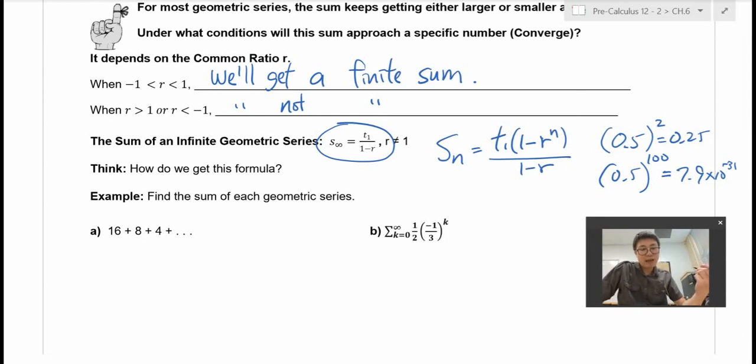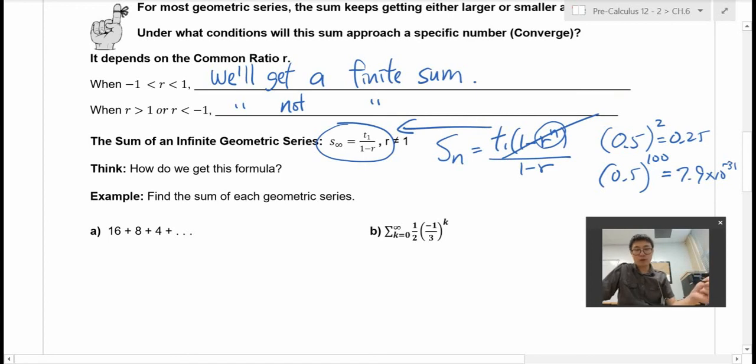So you're really not adding anything to it. This is basically nothing, so this portion is going to be 0, and 1 minus 0 is still just 1. Therefore, you don't need that anymore. That's why you get this formula when n is large. When n is a very, very big number, this 1 minus r to the power of n is like 0, given that r is between -1 and 1.